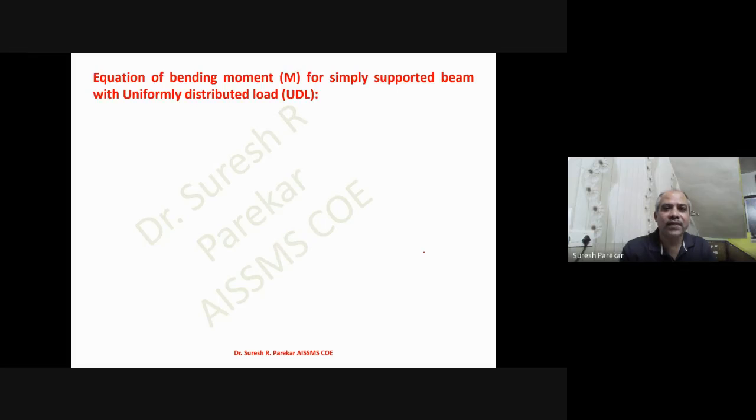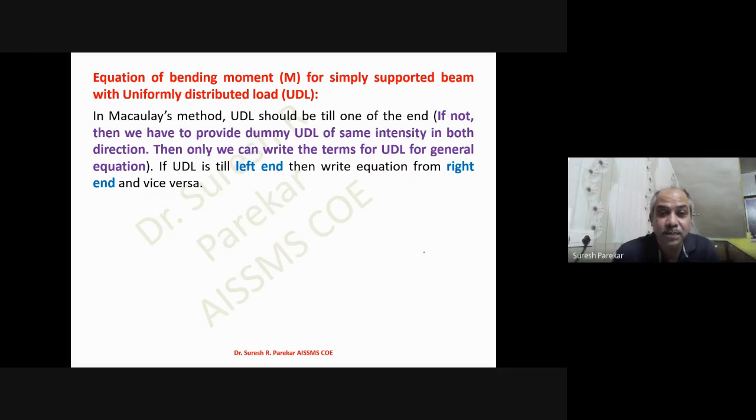Now if I write the equation for bending moment, but with UDL, this is most important. In Macaulay's method, the UDL should extend up to one of the ends, and if it does not, then we have to provide a dummy UDL of the same intensity in both directions.